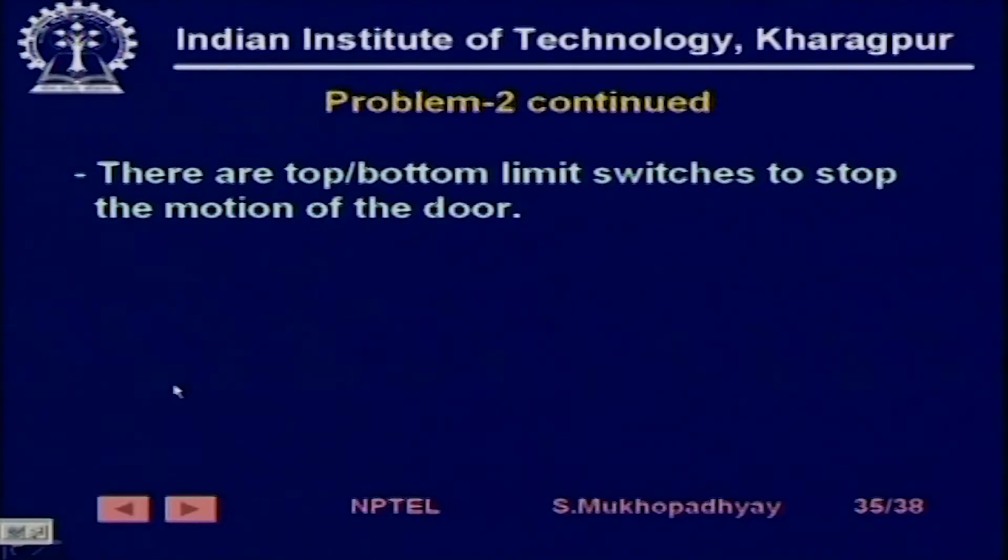So, let us look at the next requirement. There are top and bottom limit switches to stop the motion of the door. Obviously, you have pressed a button, it is going up, it has to stop somewhere. So, you have to have limit switches.